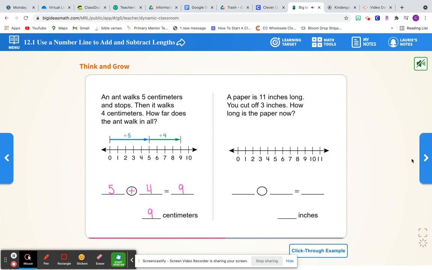A paper is 11 inches long. You cut off 3 inches. How long is the paper now? Use the number line to solve. The paper is 11 inches long. 3 inches gets cut off. 11 minus 3 equals 8. So the paper is now 8 inches long.